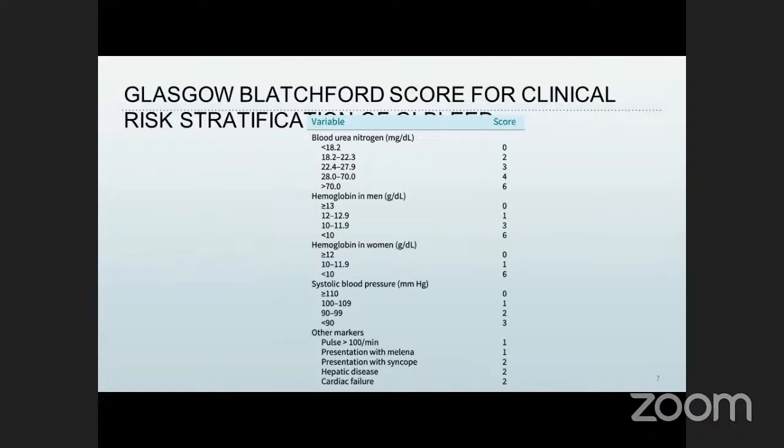So there is this scale which is called the Glasgow Blatchford score, based upon the blood urea nitrogen, hemoglobin in men and women, systolic blood pressure and pulse, and based upon whether there is any hepatic disease or cardiac failure, and symptoms like melena and syncope. We can score the patient according to this, and this score is taken pre-endoscopically, which helps in judging whether the patient requires any endoscopic intervention or not. It also helps in predicting mortality to some extent. If the score is 0, we can say it is low risk, and the patient can be treated on an OPD basis alone.